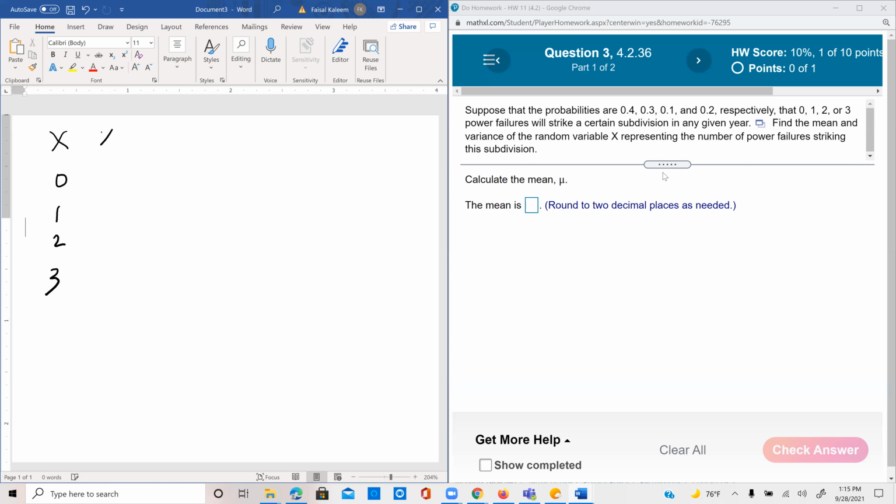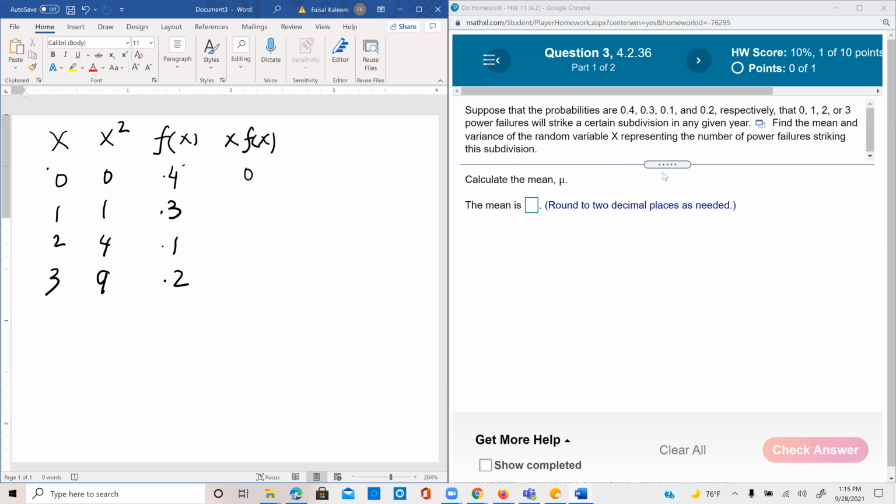And we can make a column for x squared. Just square these numbers: 0, 1, 4, and 9, because you will need that in the problem. And f(x) is the probability, and the probabilities are 0.4, 0.3, 0.1, and 0.2. And then you would need the summation of x f(x). So let's do that one over here. x f(x), so multiply the x values with the f(x) values.